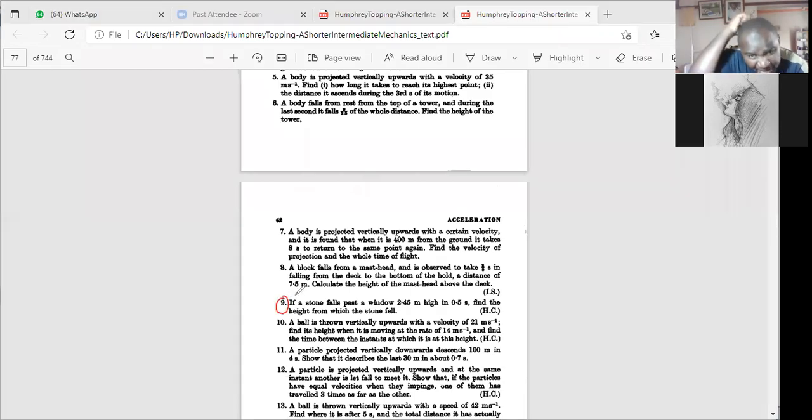A stone falls past a window. The window is here. The window is 2.45 meters high. The stone passes the window in 0.5 seconds. So it is bypassing the window in 0.5 seconds. Find the height from which the stone fell.